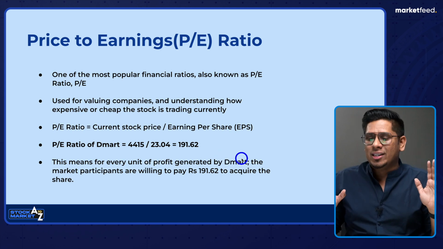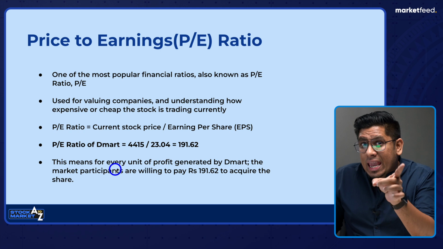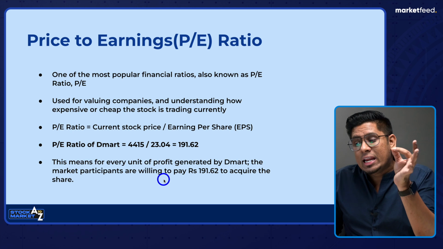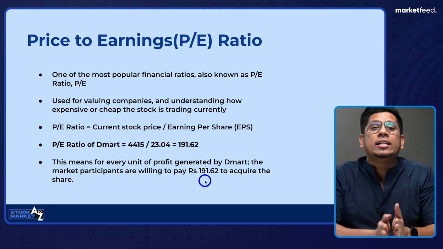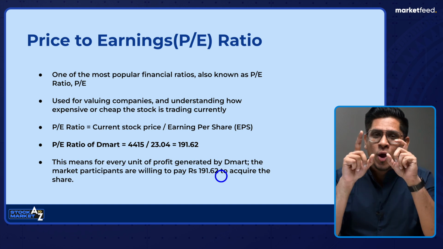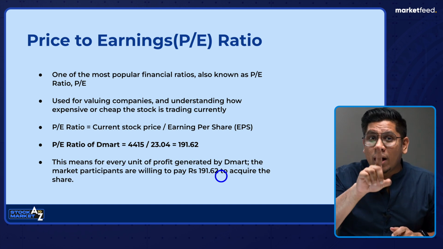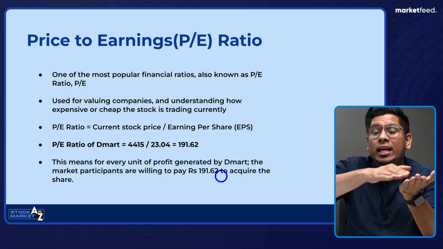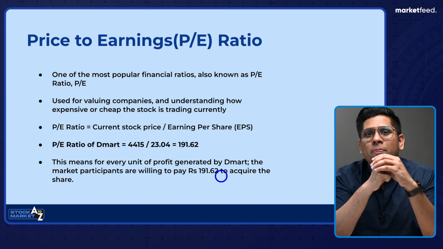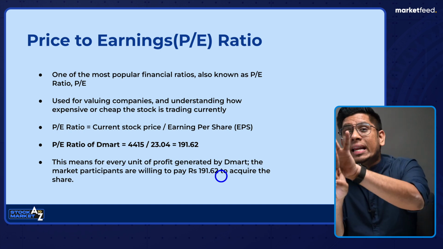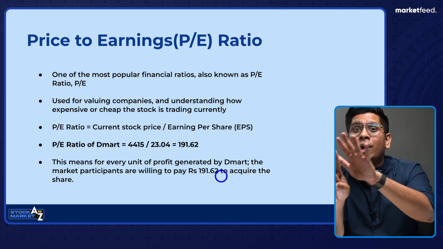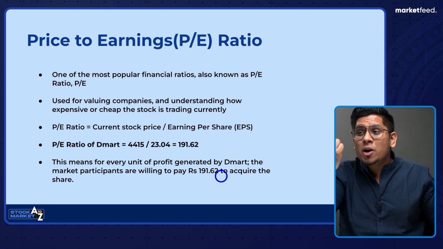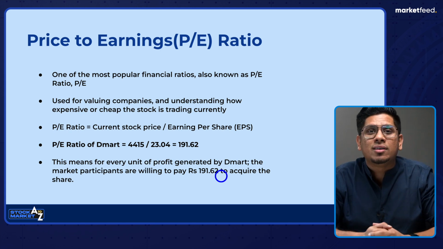Now let's understand what this means. For every unit of profit generated by Dmart, the market participants are willing to pay rupees 191 to acquire the share. That is, when you go into your broker's terminal and buy Dmart's share, you are paying 191 rupees, and that 191 rupees is generating a profit of 1 rupee. For generating 1 rupee of profit by Dmart, you are paying 191 rupees. Isn't that a high premium? Don't you feel? For generating 1 rupee profit, you're paying 191 rupees to acquire the share.